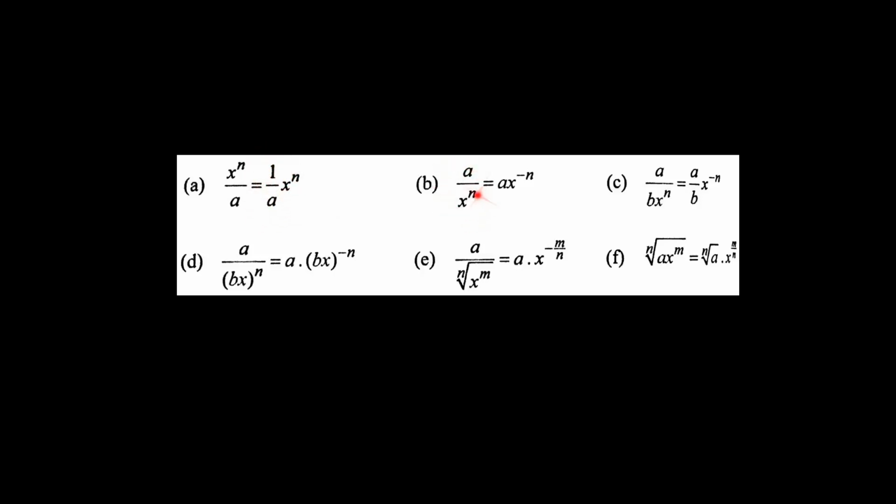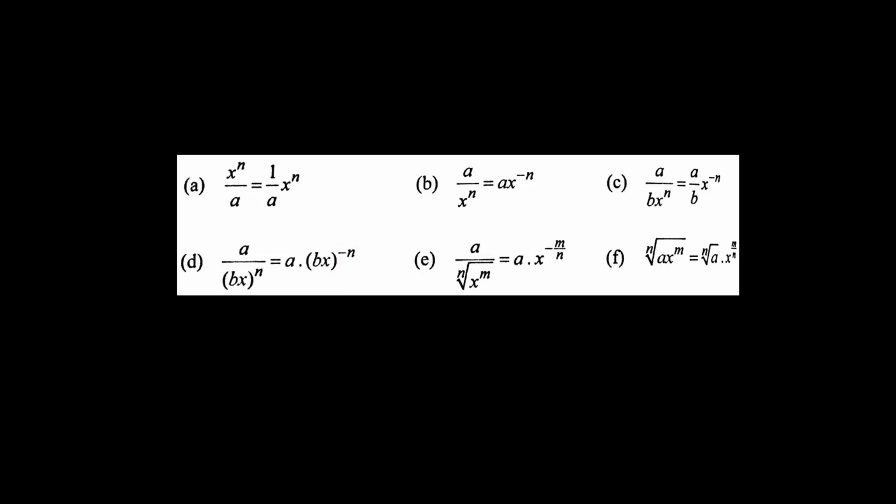B, the same thing. We want that x to the n to be on the right-hand side of the coefficient. If we bring it up to the top of the fraction, it becomes x to the negative n. Now the coefficient is a. If we look at C, again only the x to the n comes to the right of the fraction, and we change the sign of the exponent, and a over b is now the coefficient. For D, the whole b to the x is raised to the power of n. So we would bring that whole b to the x out of the bracket and make it b to the x to the negative n.